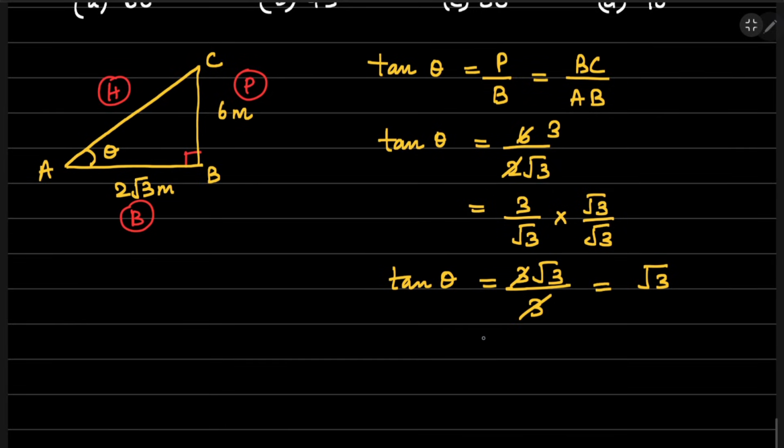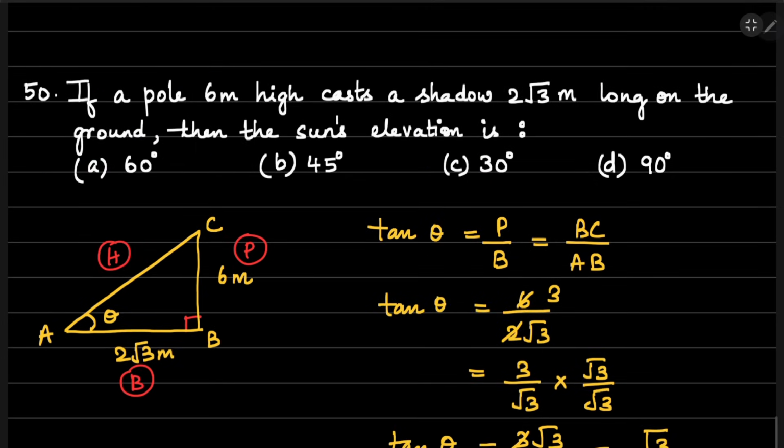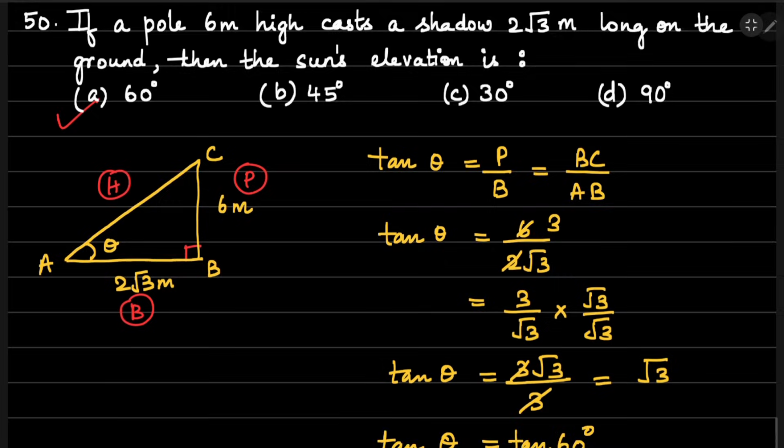Which tan of which angle is root 3? It is tan 60. Right? Tan 60 is root 3. Right? Therefore, the angle of elevation of the sun will be equal to 60 degree. That's your answer. So theta is equal to 60 degree.